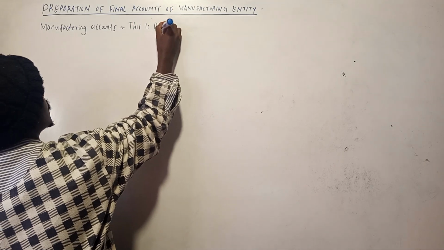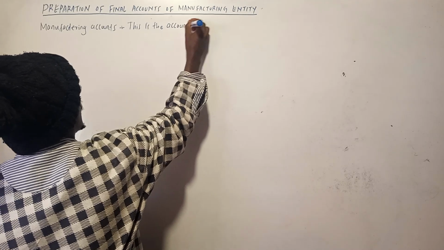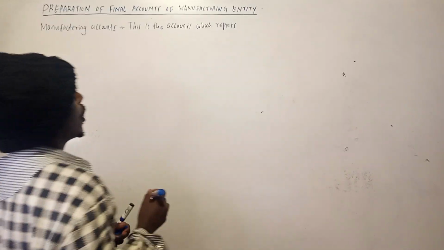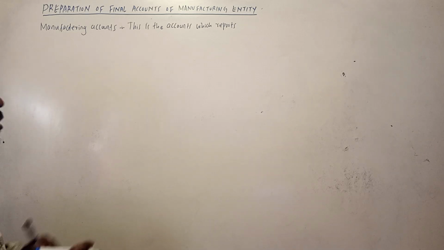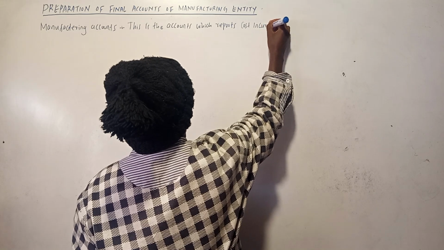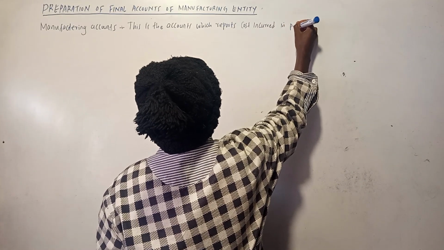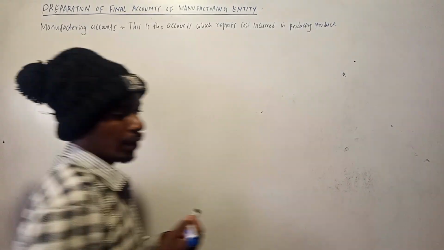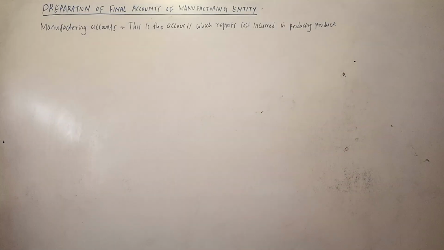So this is the account which reports the cost incurred in producing a product. Now, remember, purchases will not be recorded in this account.